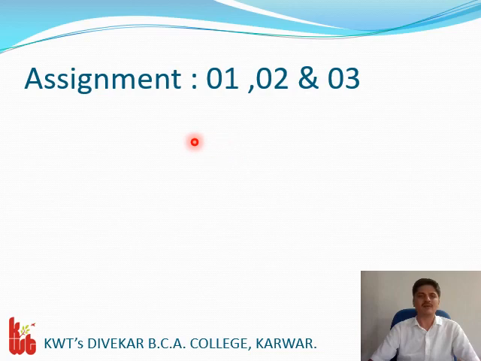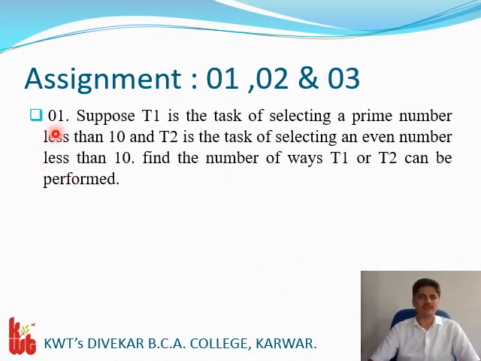Now some assignments for you. It says assignment number 1. Suppose T1 is the task of selecting a prime number less than 10. Here I'll read the question. And T2 is the task of selecting an even number less than 10. Find the number of ways T1 or T2 can be done. Since "T1 or T2" is specified, that means it is the rule of sum.